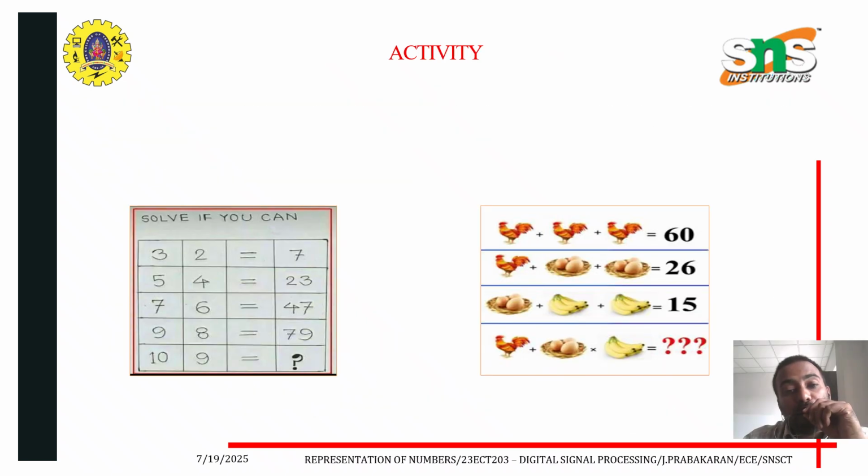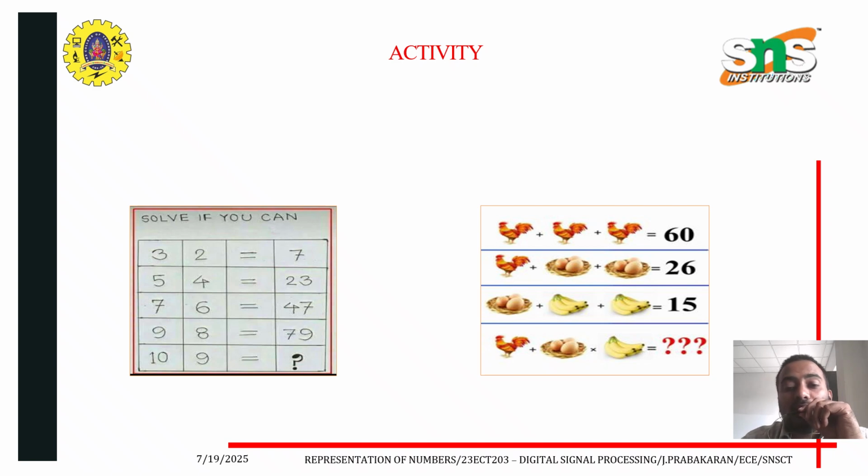And next is, let me do one small activity. You can see from the first diagram, find the value for the fourth column from the value of the first column and the value of the second column. Comment me for the correct answer.